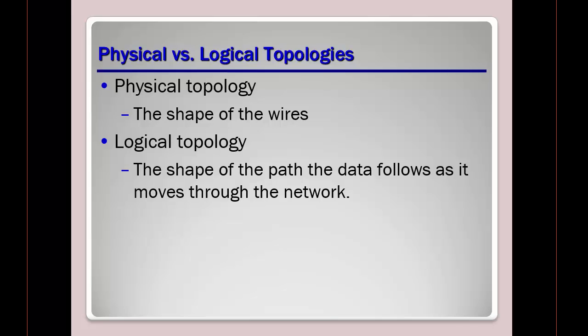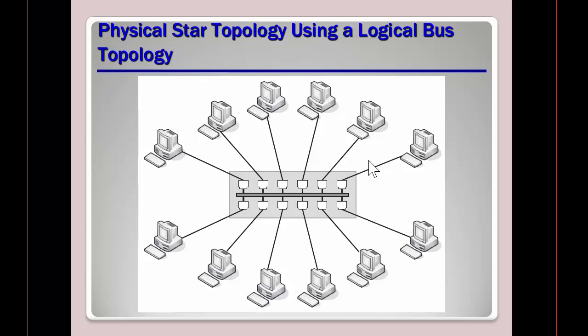So physical versus logical, we'll definitely get more into this. This again is just an introduction. So physical topology, the shape of the wires. Logical topology, the shape of the path that the data flows as it moves through the network. So logical data, physical, the actual wires that it's running on.